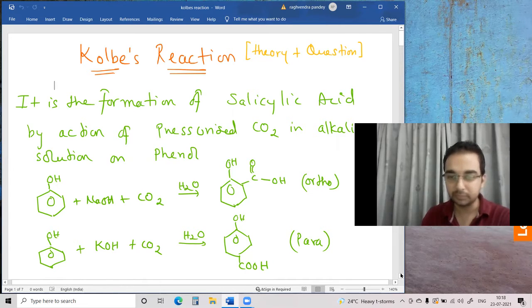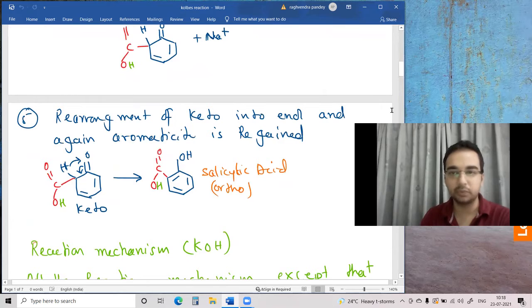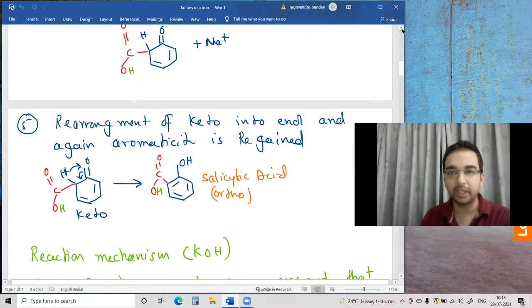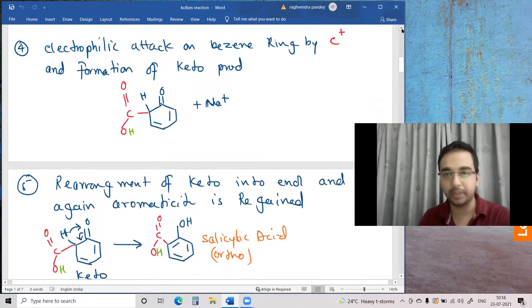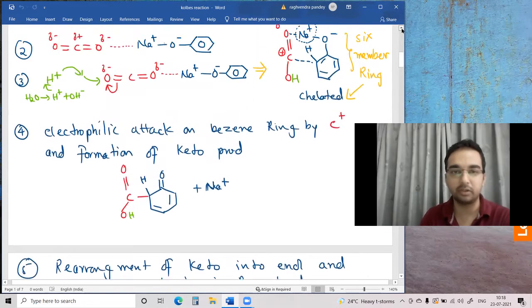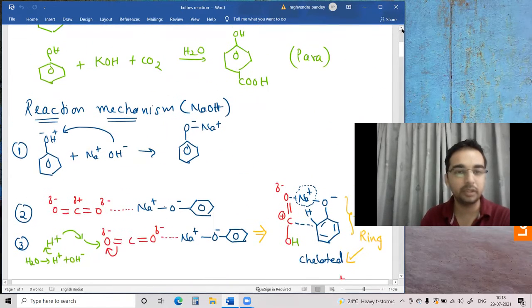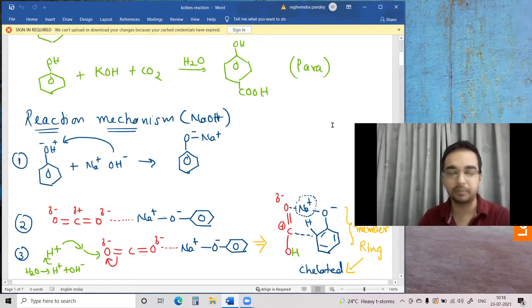Now let's go on to the mechanism, why we are getting ortho and para, and we will see the details of this. Let's see the reaction mechanism. Okay, now we see the reaction mechanism.